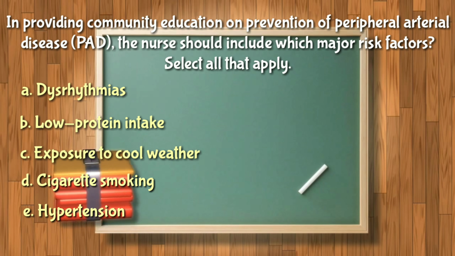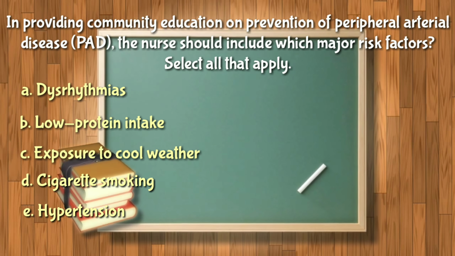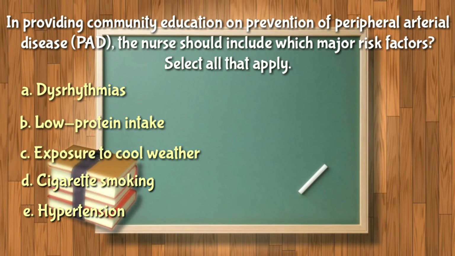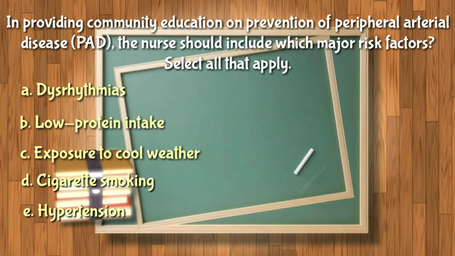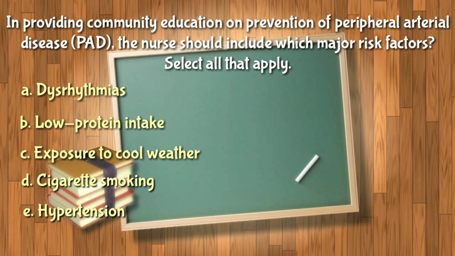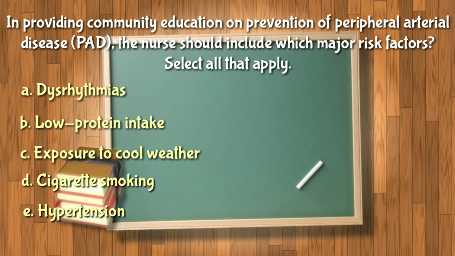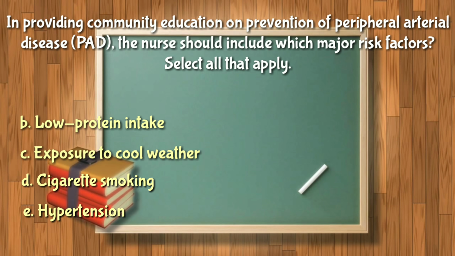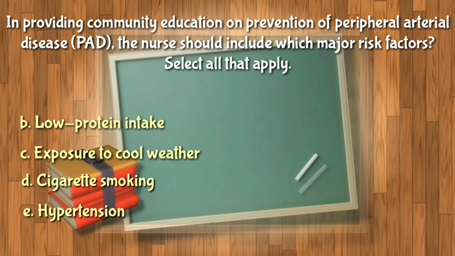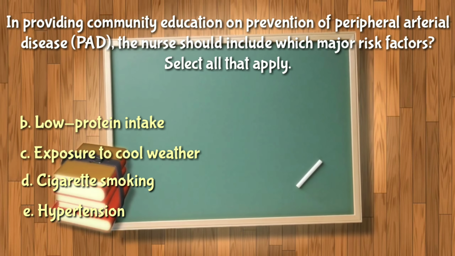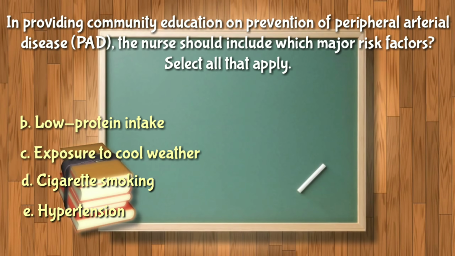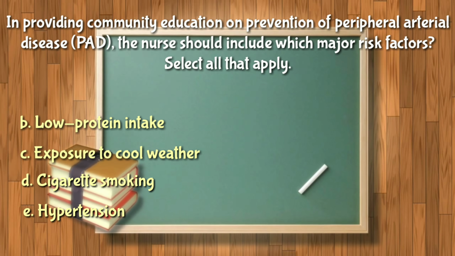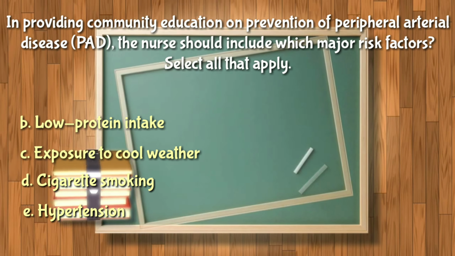So as usual, let's start with letter A, the dysrhythmias. If you answered it, you are actually wrong. Because the presence of these arrhythmias is not a risk factor for PAD. As well as letter B, the low protein intake, it is not a risk factor for PAD. Although hyperlipidemia from high fat intake or familial tendency is a risk factor. So letter B is not included.